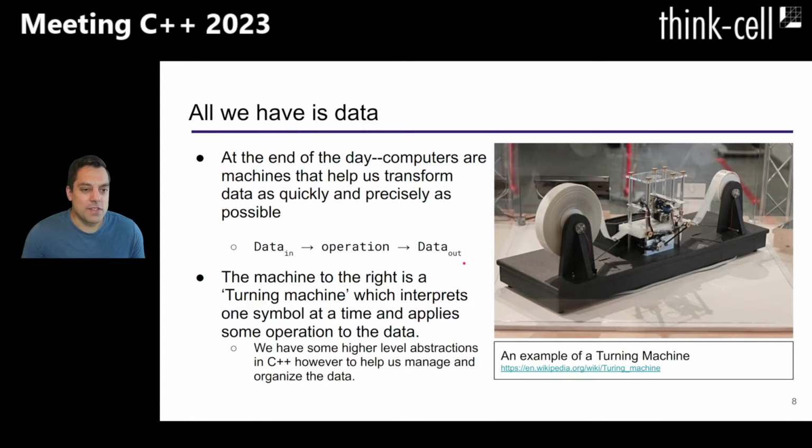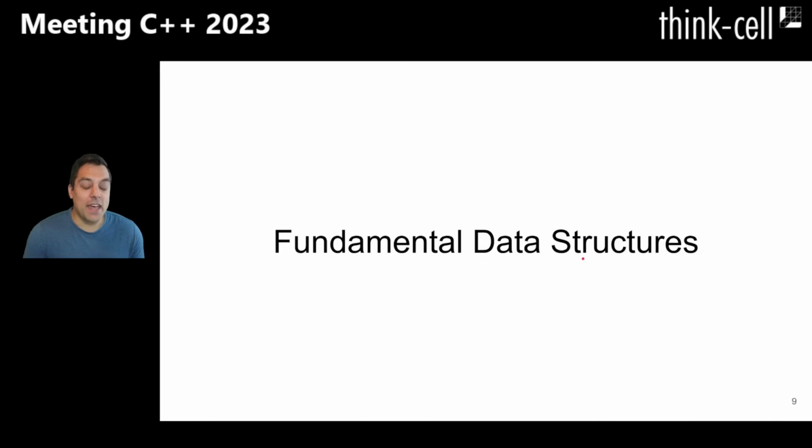But in order for us to pragmatically write software that's going to be useful, we probably want some higher level abstractions so that we're not just looking one instruction or maybe one byte at a time and trying to figure out what to do with it. So we have some fundamental data structures as one of the ways for us to help abstract this process and help us think about how we're transforming and storing data and so on.